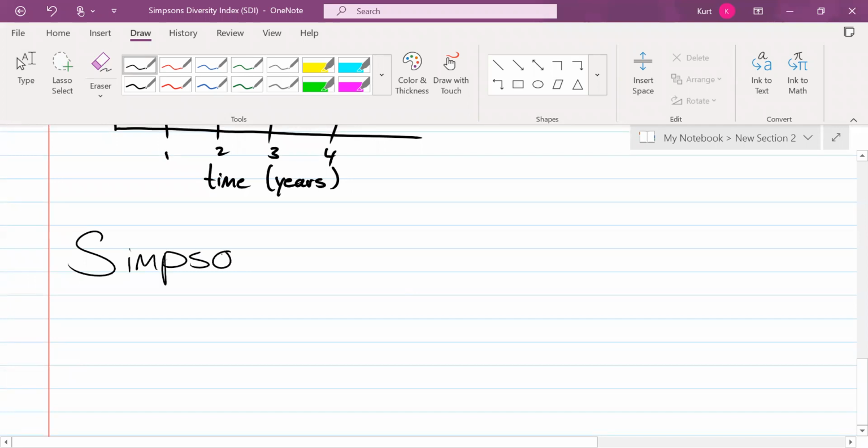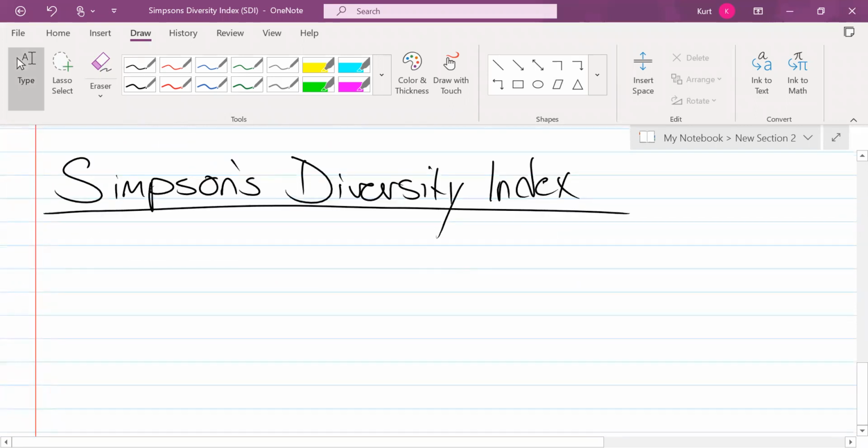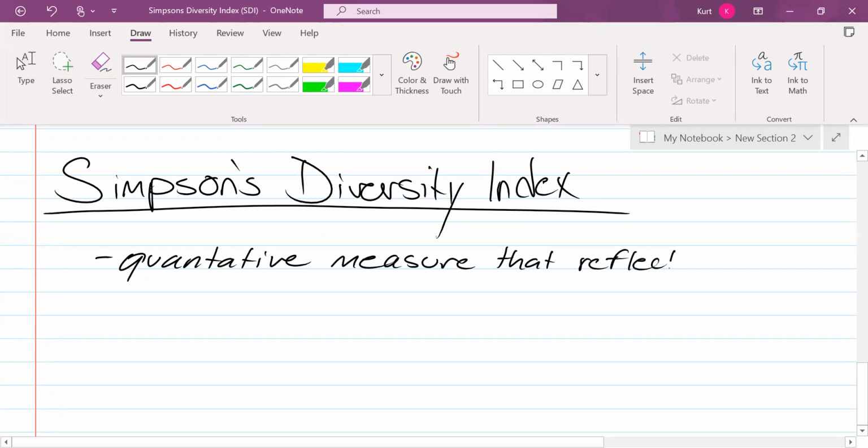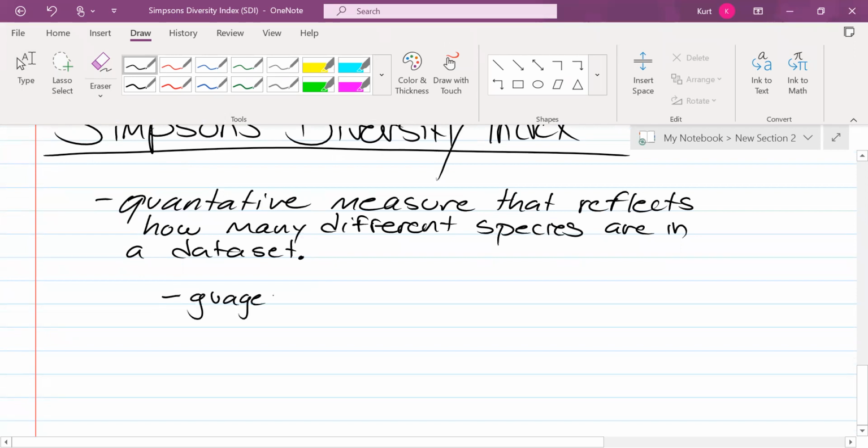This is called the Simpson's Diversity Index. This equation is a quantitative measure. It reflects how many different species are in a data set. It basically gauges how biodiverse a given data set is.